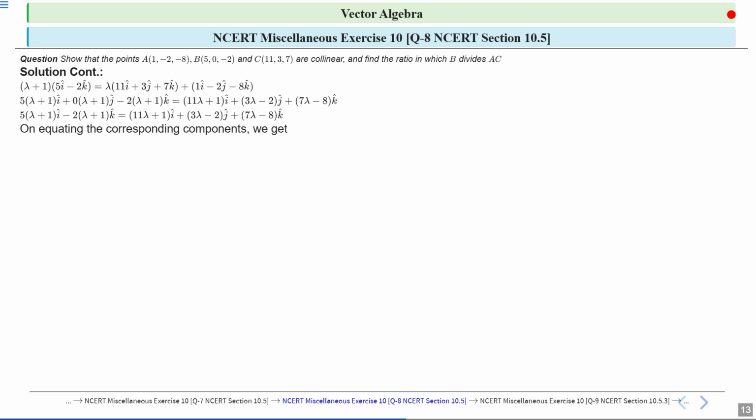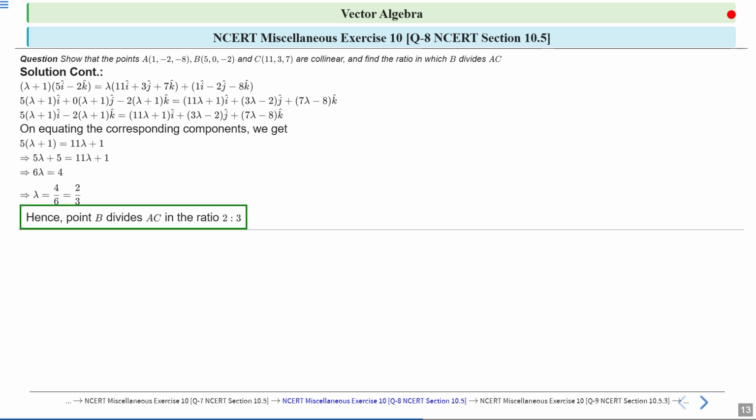Now on equating the corresponding components, we get 5 times lambda plus 1 is equal to 11 lambda plus 1, which is 5 lambda plus 5 is equal to 11 lambda plus 1. So we will get 6 lambda is equal to 4. So lambda will be equal to 4 upon 6, which is equal to 2 upon 3. Hence we can say that the point B divides AC in the ratio 2:3. Got it?